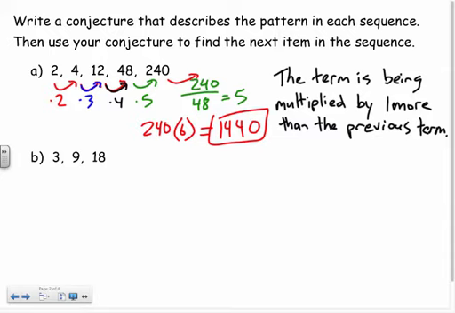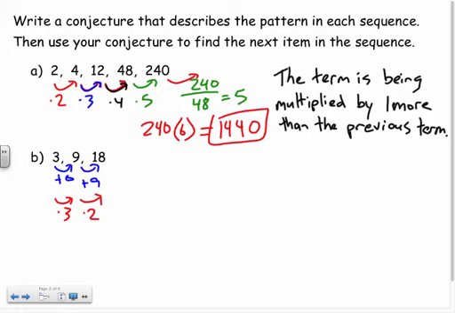Looking at the next example. I do the same thing, try to find that pattern. I usually take a look at what they're adding by right away. So here I'm adding by 6. The next one I'm adding by 9. Well, let's see if there's a multiplying pattern here. So here I multiplied by 3. The next one I multiplied by 2. I don't think the pattern is multiplying by 1 less.